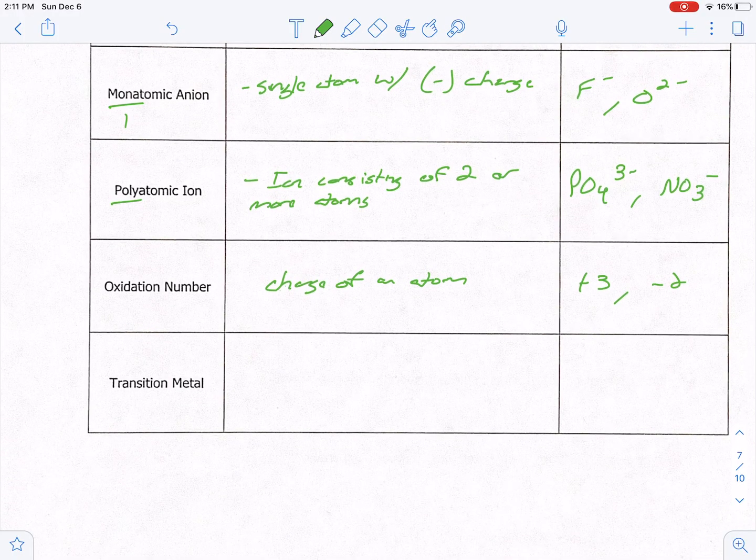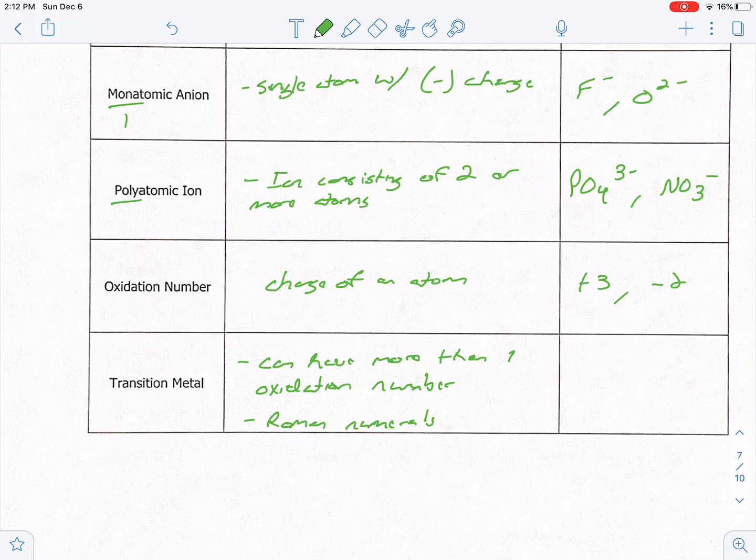Okay, transition metals. This means they are metals that can have more than one oxidation number. So they can have more than one charge. Therefore we use Roman numerals whenever we're writing out the names. So if I had something like Fe with a +3, if I were to write that out, that would be iron III, with 3 I's. So we're going to use Roman numerals to indicate the charge of a transition metal.